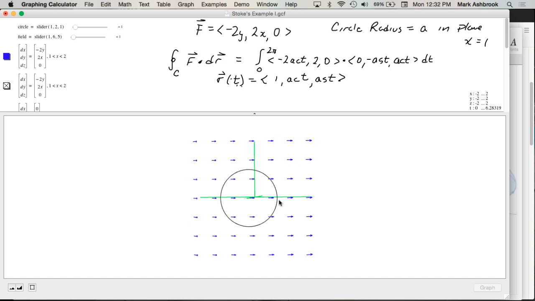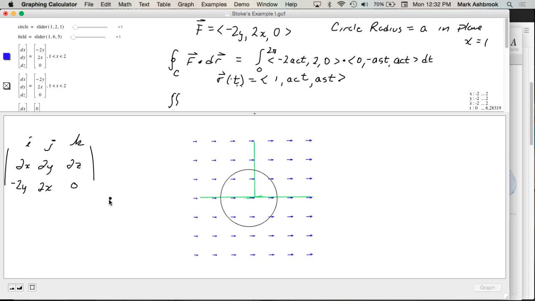So now what does Stokes' theorem say that that's equal to? The flux of the curl. So let's find the curl. The curl of negative 2y, 2x, 0. This is where we do the operators, right? We do the gradient operator as a cross product. Those are not 2's, those are deltas. These are 2's.